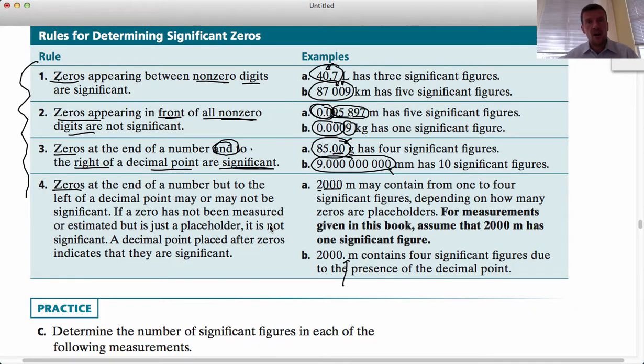The only difference would be if there is a decimal point at the end. That decimal point makes all the difference, because here that decimal point is saying I am measuring to the nearest unit. I think it is exactly 2,000. But this measurement up here is saying I only am estimating to the nearest 1,000. I think it's around 2,000 meters. This is saying I think it's exactly 2,000 meters. So if there's no decimal point, those 3 zeros are not significant, and this only has 1 significant figure. This one, though, with the decimal point at the end, has 4 significant figures.